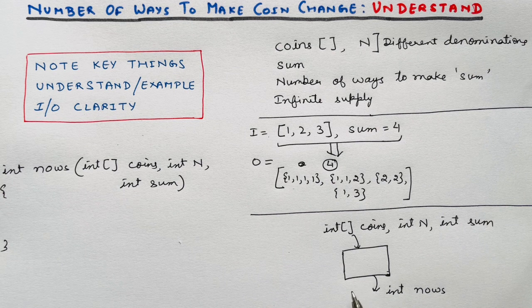So if we consider our solution as a black box, we are getting as input a coins array, its size n and a sum that we have to make. And we have to return the number of ways of making this sum using these coins. So what will our function signature look like? Our function signature will look something like this.